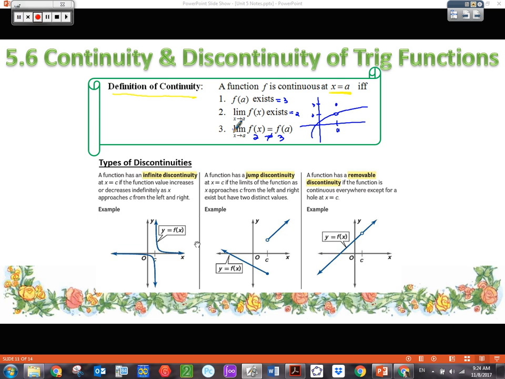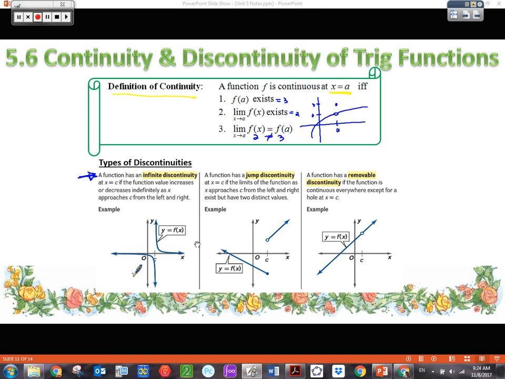For us, working with trig functions, we are really just going to have to work with the first type of discontinuity. That's what we're going to work with in this unit. There are 3 types of discontinuity. I'm going to go through them so we have the big picture, and then we're going to focus on infinite discontinuities in this unit. So let's talk about the 3 different kinds of discontinuities.